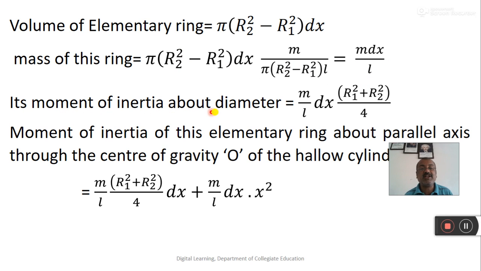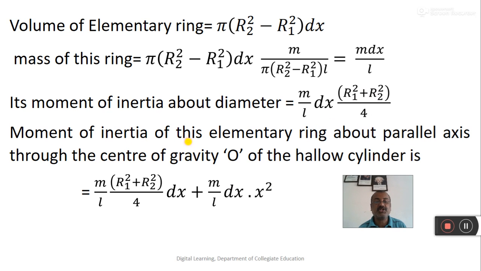Its moment of inertia about the diameter can be written as m divided by L dx into r1 squared plus r2 squared divided by 4. Moment of inertia of this elementary ring about a parallel axis through the center of gravity O of the whole hollow cylinder is m divided by L into r1 squared plus r2 squared divided by 4 dx, plus m divided by L dx into x squared.